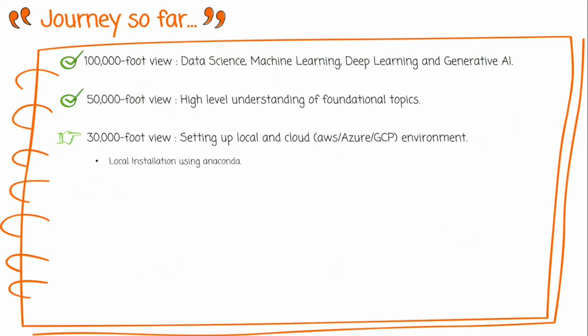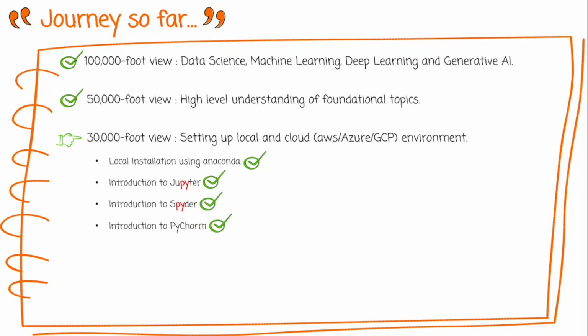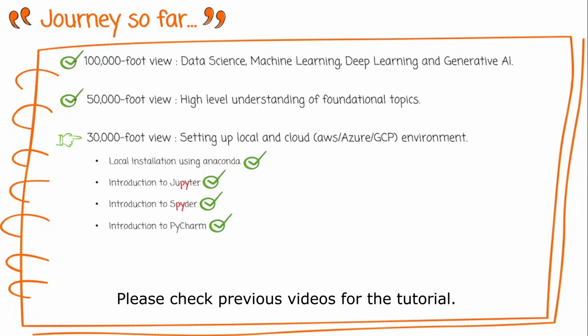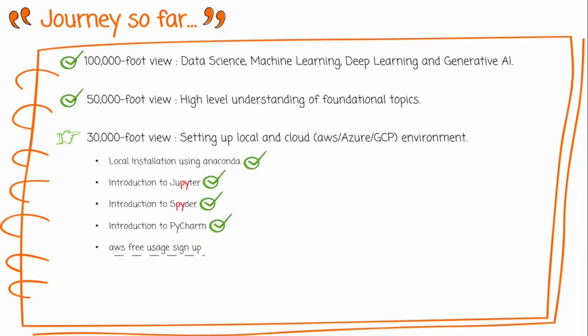Our journey so far has been where we have completed the 100,000 feet view of knowing data science and machine learning. We have also seen a 50,000 feet view of the foundational terminologies that we need. At the 30,000 feet view, we have completed a local installation of Anaconda, a quick introduction to Jupyter Notebook, and a quick introduction to Spyder and PyCharm as well. In this session, we are now ready to set up the AWS free tier account.